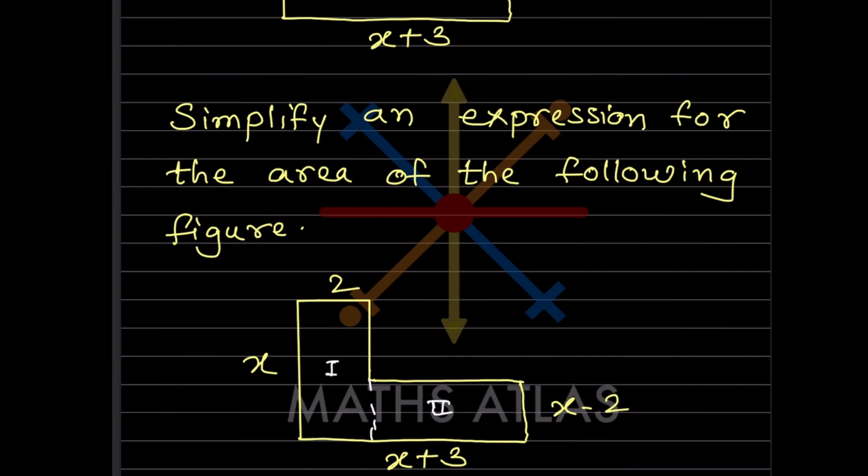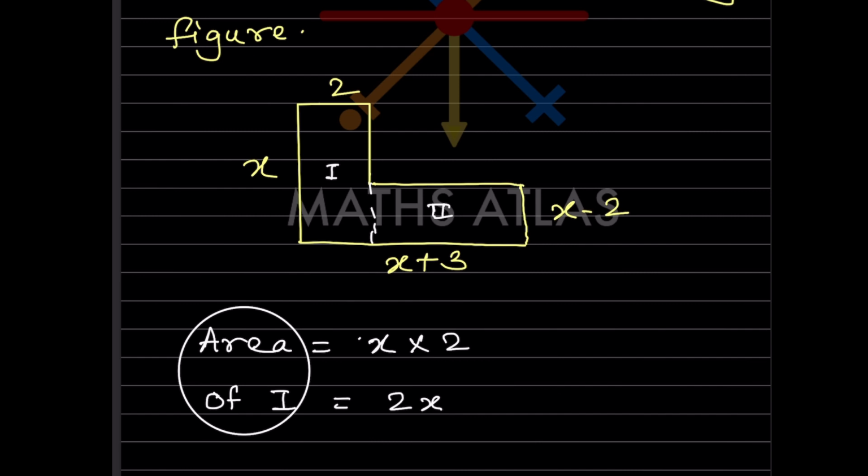So what we can see here, when this whole part is x plus 3 and only this part is given as 2, we want only this part, isn't it? So what are we going to do? We are going to do x plus 3 minus 2, that is going to be x plus 1. So this part will be x plus 1. Hope you got this one.